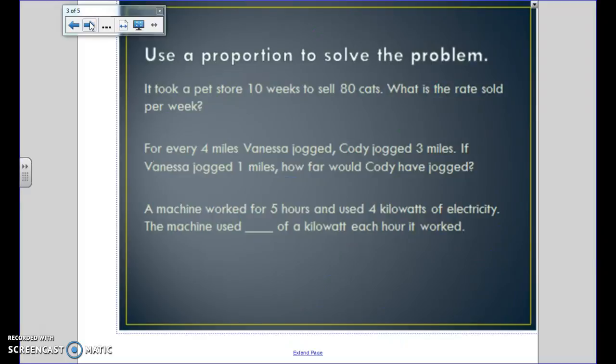And again, we have some of the more challenging ones as well. Coming up, it says it took a pet store 10 weeks to sell 80 cats. So we're going to do weeks to cats. And really, when you use a proportion, it doesn't matter which way you set up the ratio, as long as it's the same on both sides of the proportion. So we're going to do weeks per cat this time. In this case, we have 10 for 80, and we need to know what is the rate sold per 1 week. And so we know that the weeks is going to be 1, and we don't know how many cats will be sold. Okay, so I set my proportion up.